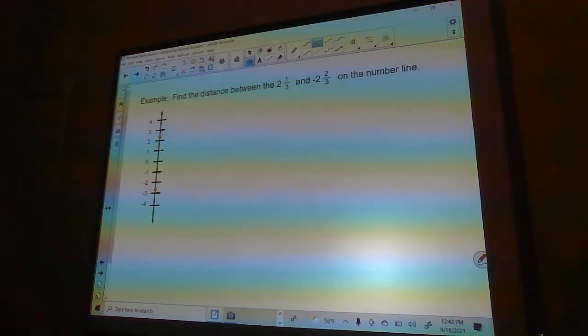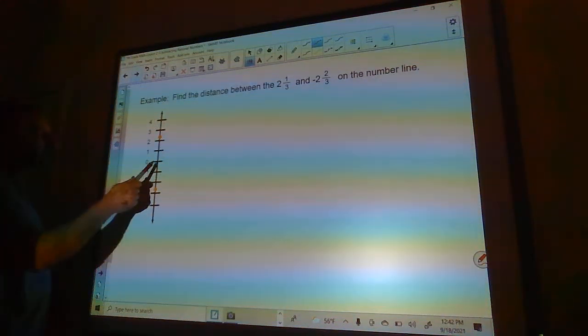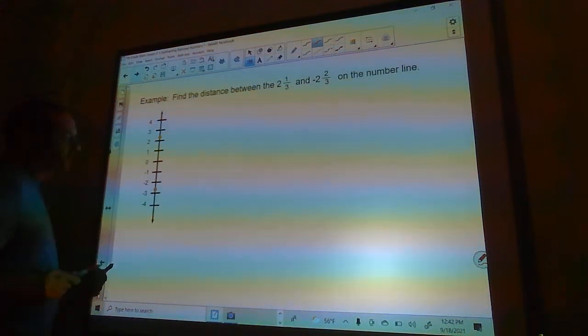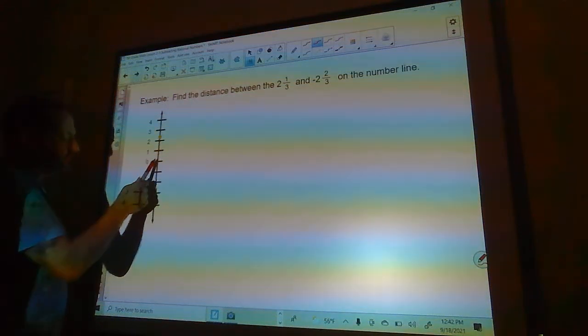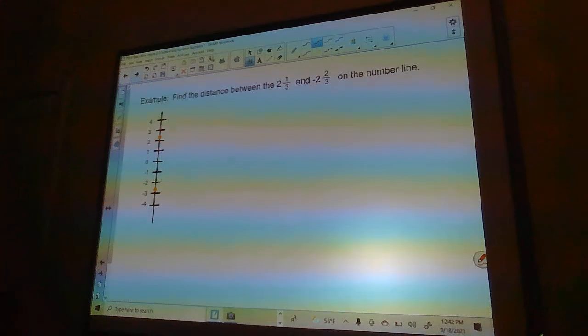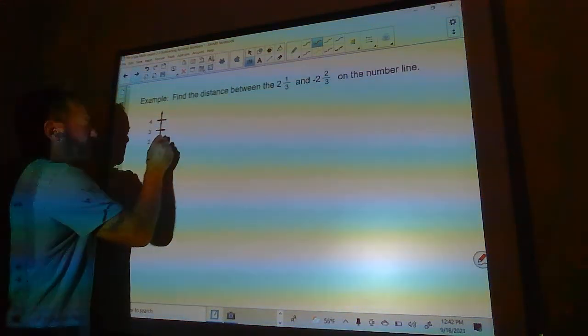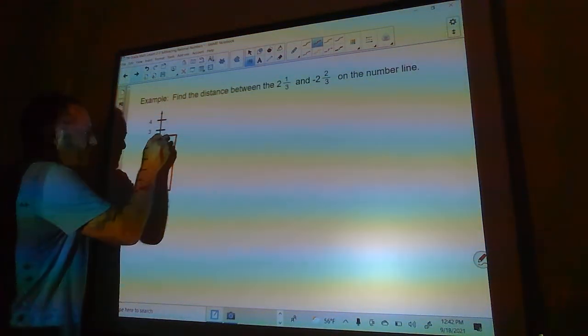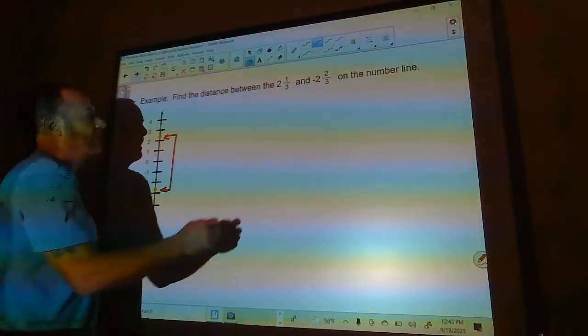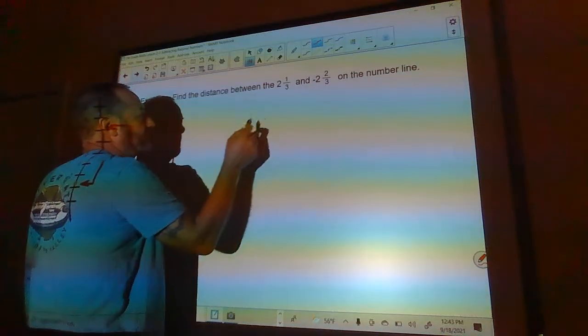Next. Find the distance between 2 and 1/3 and negative 2 and 2/3 on the number line. Here's your number line. 2 and 1/3, so 1, 2, and just a little bit more than that, and negative 2 and 2/3, so 1, 2, and a little bit more, not quite 3. I need to find this distance from here to here. Well, that's just subtracting these two numbers. Distance between, that's subtraction.